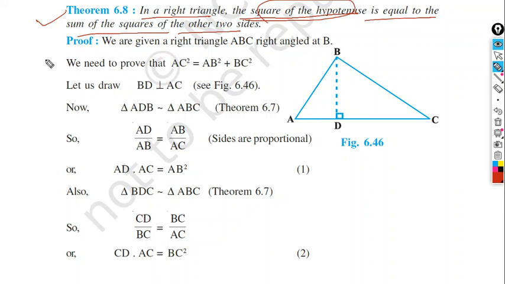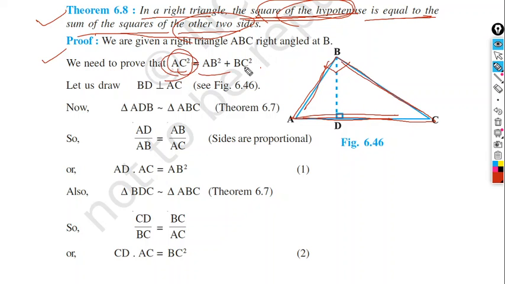Okay, first we will move to the given section. What is given? Triangle ABC is a right angle triangle, right angled at B. Okay. Then we need to prove what we need to prove. It is given that square of the hypotenuse, so hypotenuse AC, that's why AC square is equal to sum of the squares of the other two sides. That means AC square equals AB square plus BC square. Okay, so this is what we need to prove.